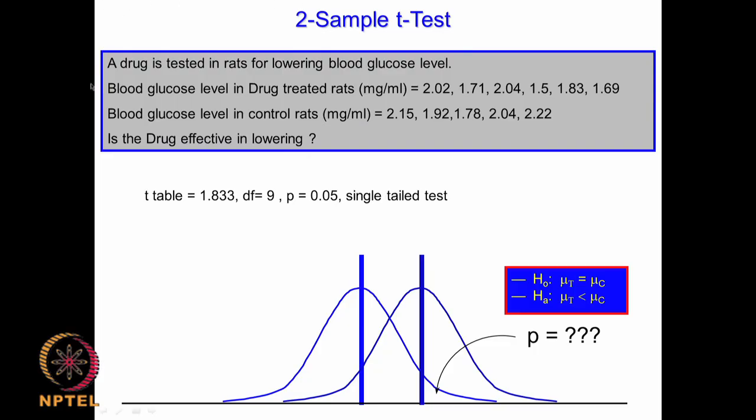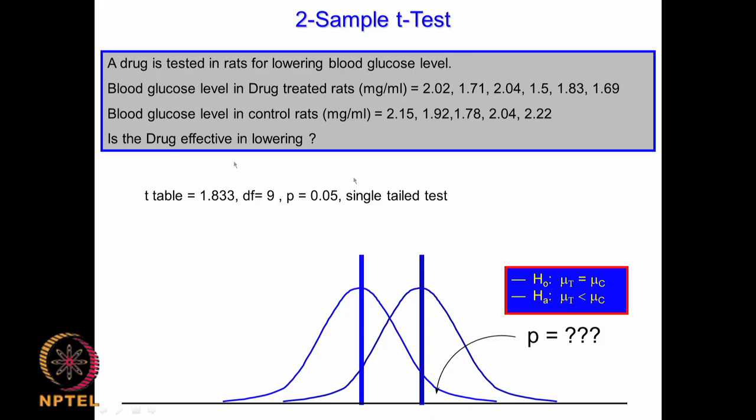For example, a drug is tested in rats for lowering blood glucose level. This is drug treated rats, so this is the glucose level, and this is the control rats, this is the glucose level. So we have two sets of samples, 6 samples for drug treated rats, 6 for the control. Now, is the drug effective in lowering the blood glucose level? For example, imagine this sample comes from one population like this. Imagine this sample comes from another population like this. Now, are these populations overlapping so much that we can consider it as one single population, or are they different?